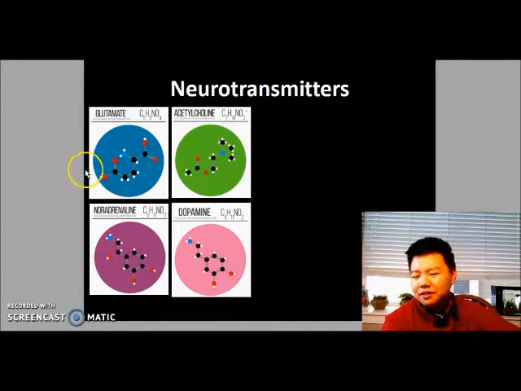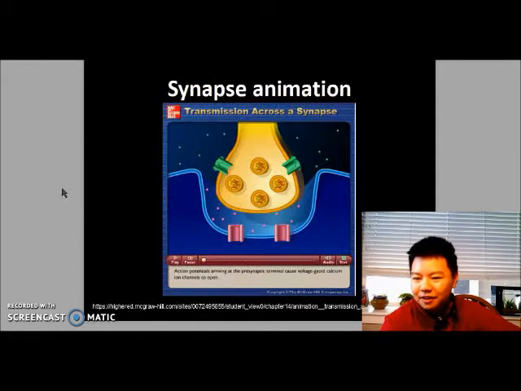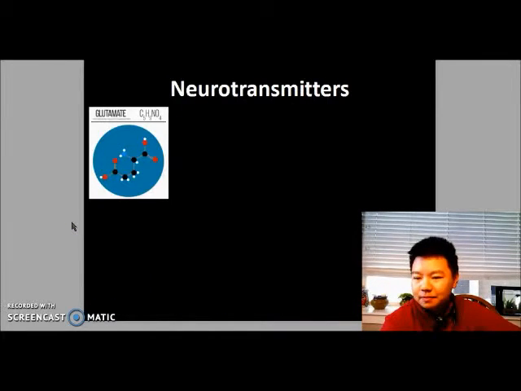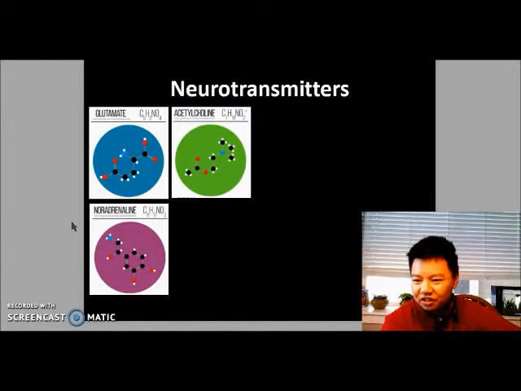Notice that these all have a very similar chemical structure, yet they have different effects and they work in different parts of the brain. There is a very high specificity of these ligand-gated channels. They will only bind with their neurotransmitter and not just something that looks a little bit similar. So these are all excitatory.